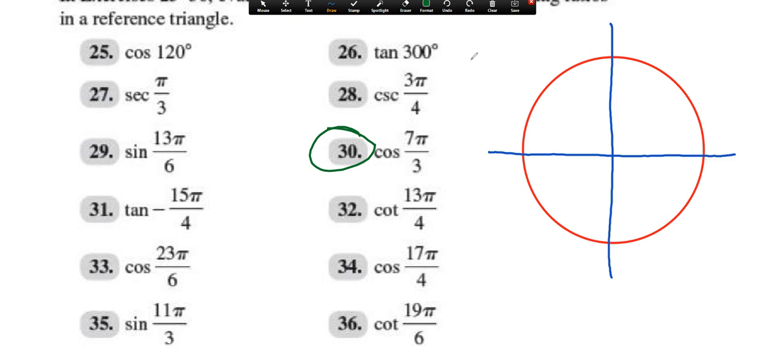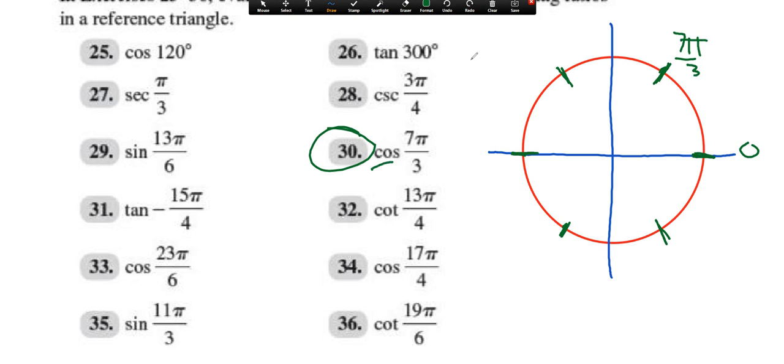Where is 7 pi over 3? Well, here's 0. We got 1 pi over 3, 2 pi over 3, 3 pi over 3, 4 pi over 3, 5 pi over 3, 6 pi over 3. Oh, 7 pi over 3. Right there.